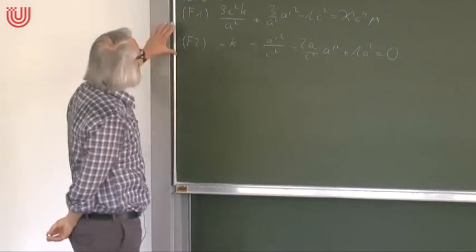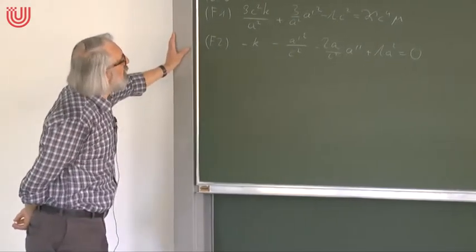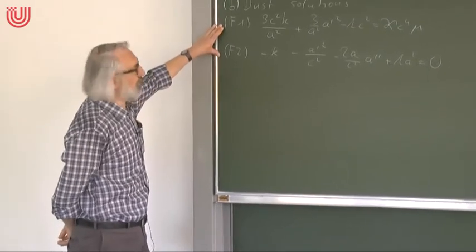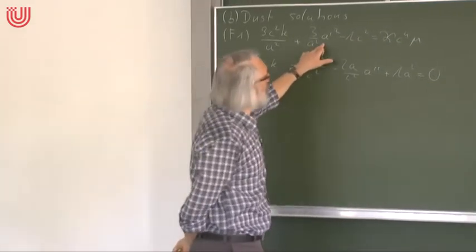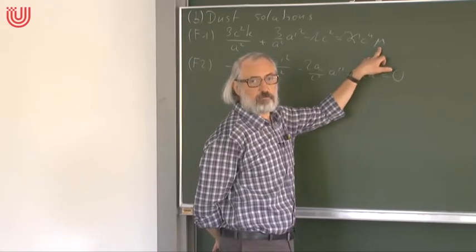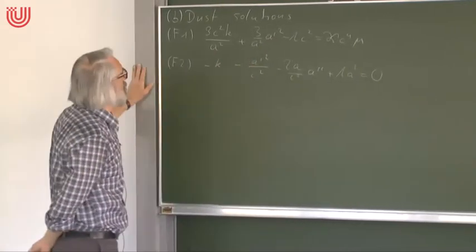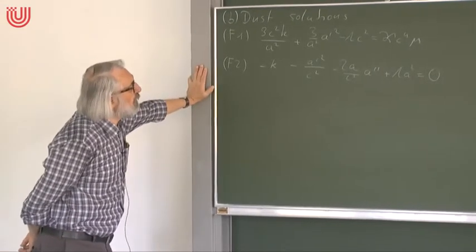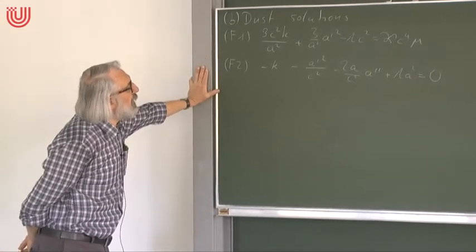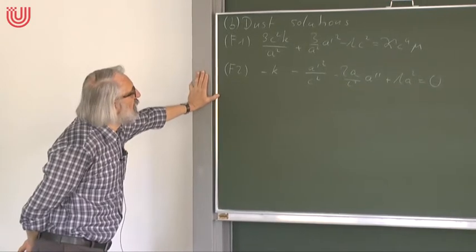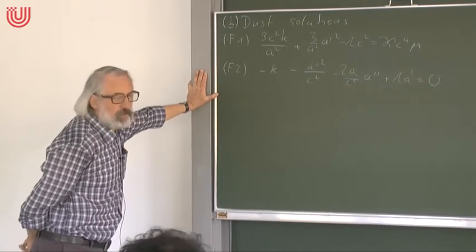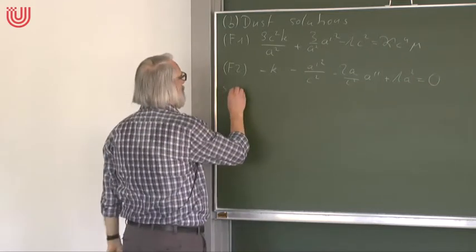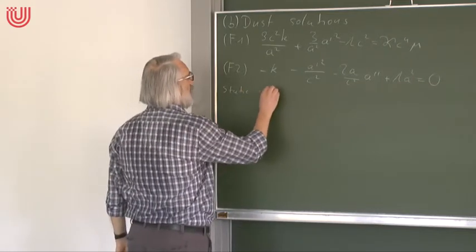But before I talk about the general method of how to solve this system of equations, so it's now two equations for two unknowns. The two unknowns are the a, which is a function of t, and the mu, which is a function of t. So these are the two unknown functions. And I will show that one can reduce this to one equation for a and then determine the mu afterwards. But this method doesn't work for the static solutions. For these reasons I have to do the static solutions first to have them out of the way.